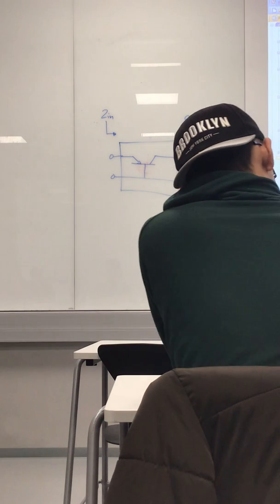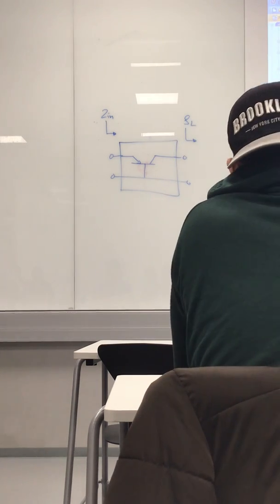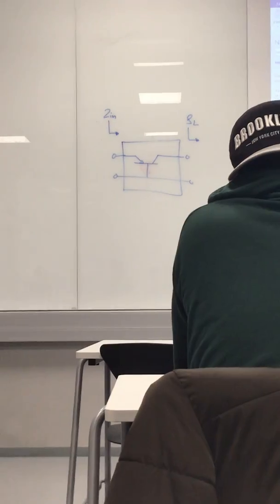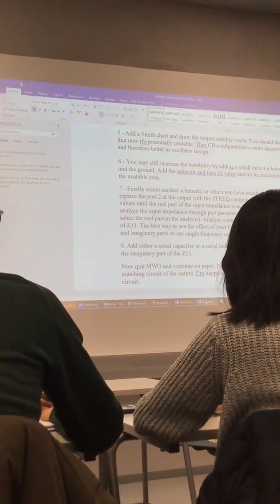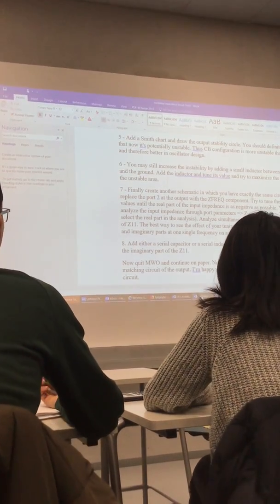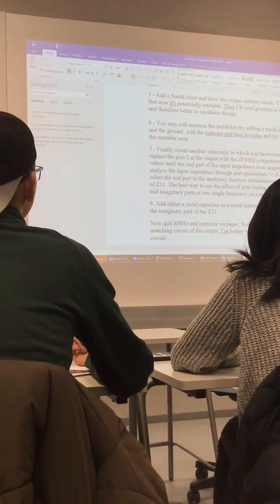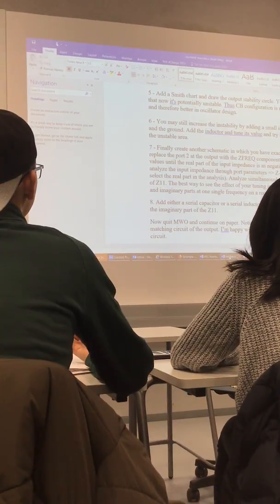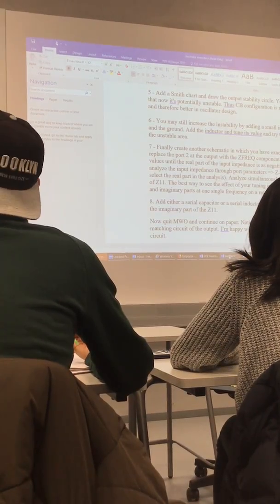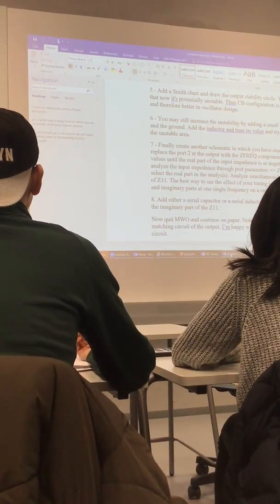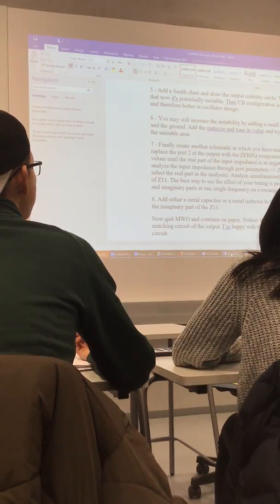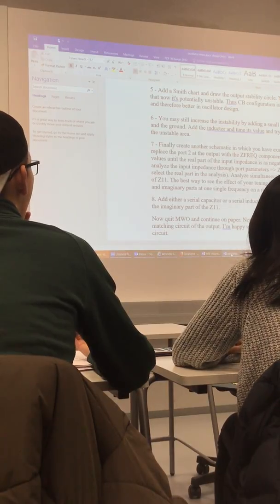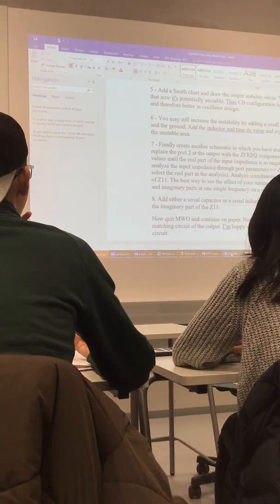Nice. Then I'll take a look, because I have to follow my own instructions. You may still increase the instability by adding a small inductor between the base and the ground. So if you want to make it even more unstable, you can add a small inductor between the base and the ground. It says add the inductor and tune its value and try to maximize the size of the unstable area.